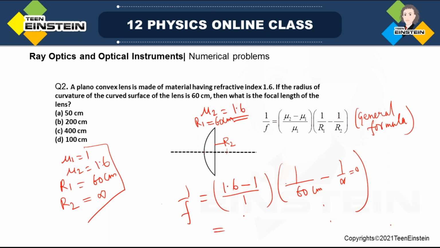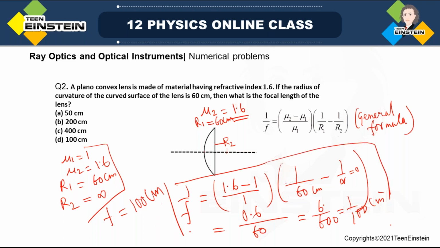So finally, what you get is 0.6 over 60. Okay, this one into this part. If you do a little bit of calculation over here, you'll get 6 by 600. So you'll get 1 over 100. Okay, so this is the reciprocal of the focal length. Then what is the focal length? F will be 100 centimeter. Do you get my point here? How I solved this problem?